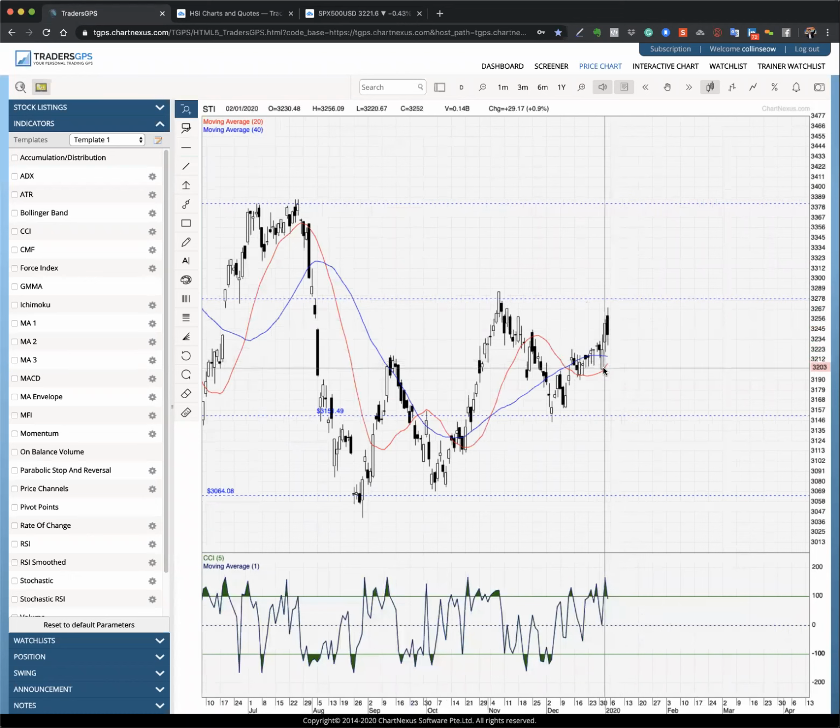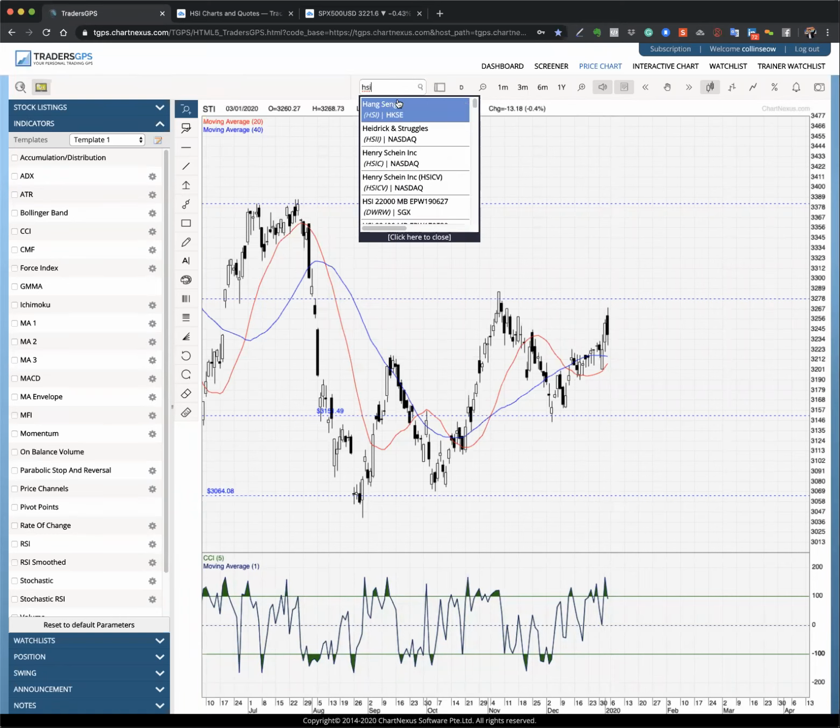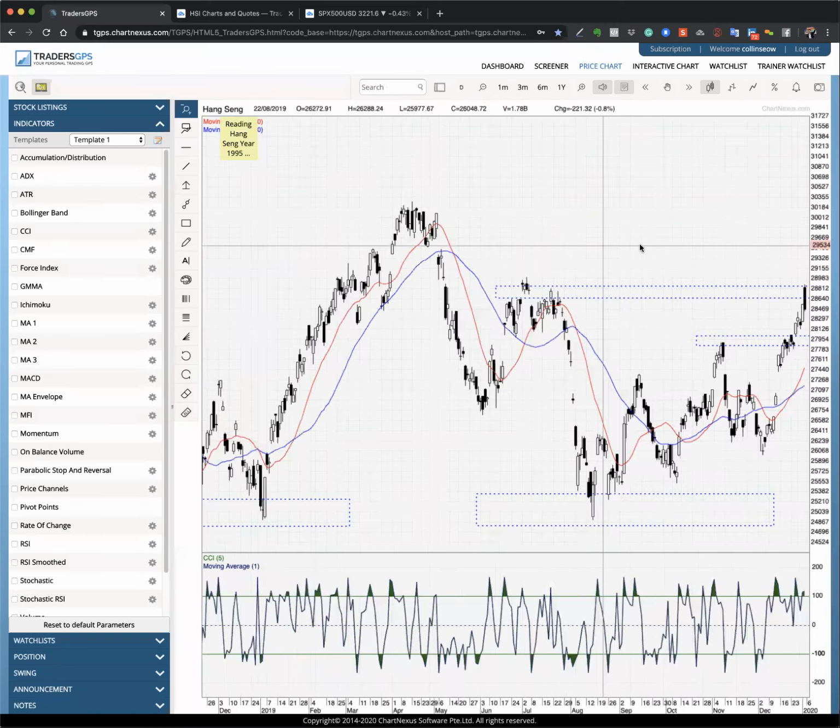Okay, you have the 20 MA sloping up, this 40 MA sloping down. That is again a sideways trend. So STI also has nothing. There isn't any trade in the next 1 week for STI. Okay, Hang Seng Index.